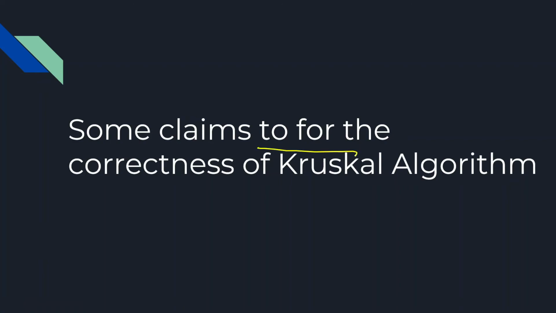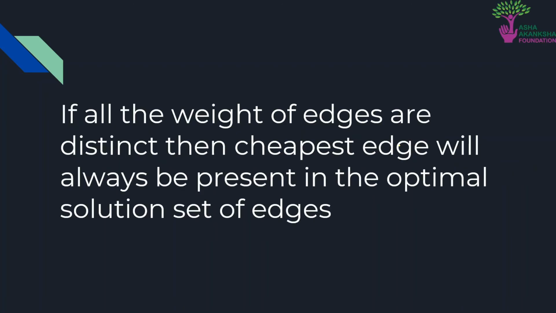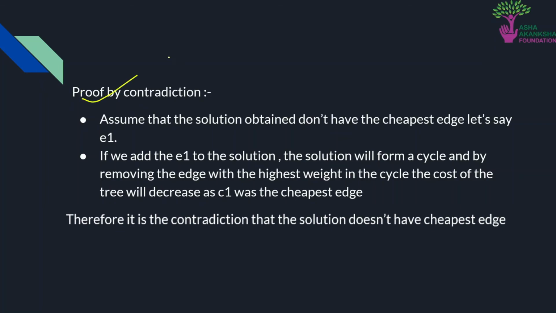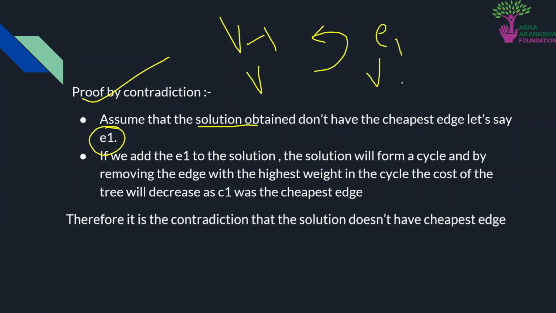Let us go through some claims for the correctness of Kruskal's algorithm. The first claim says that if all the edge weights are distinct, then the cheapest edge will always be included in the optimal solution set of edges. Let us prove this by contradiction. Assume there exists a solution which does not have the cheapest edge, E1, and we know that an MST has V minus 1 edges and V vertices. By adding E1 to the optimal solution's edges, we will have V vertices and V edges. Therefore, it will form a cycle.